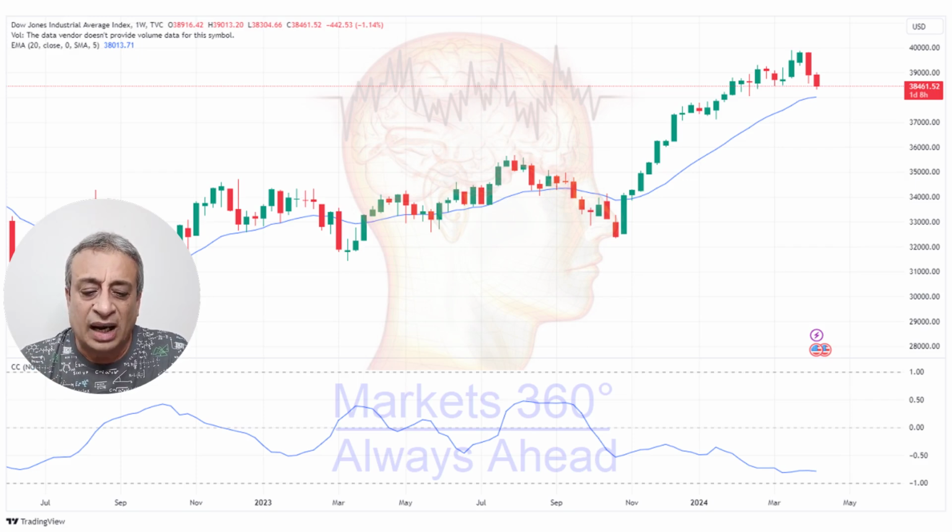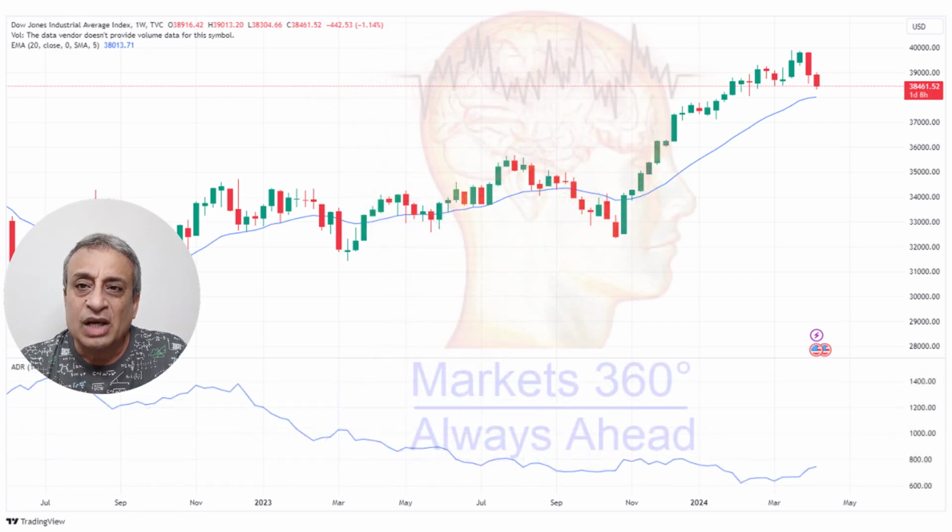Then I would like to add another filter, another study to it, and this is called the average daily range. Why do I want to do that? Because if you're comparing apples with oranges and you basically want to see which one travels further, travels faster, you know how much money to bet.